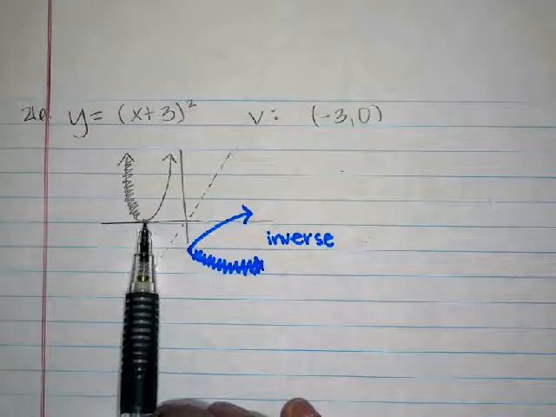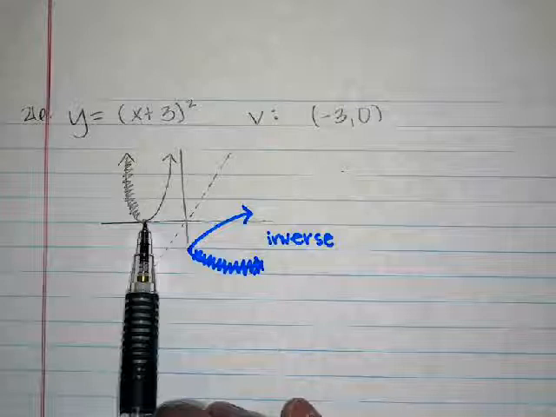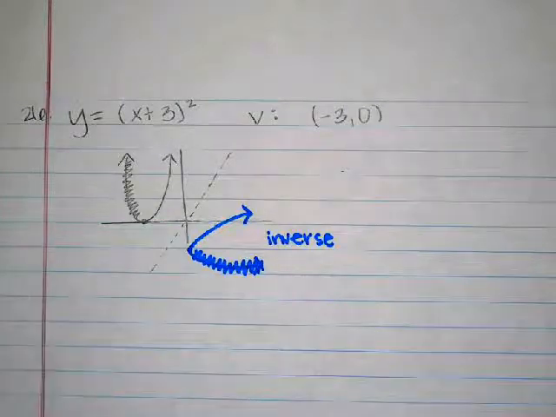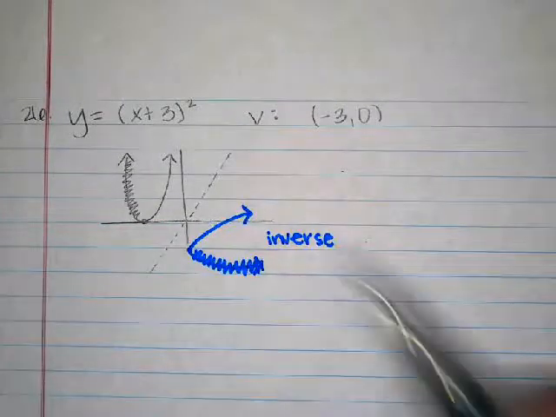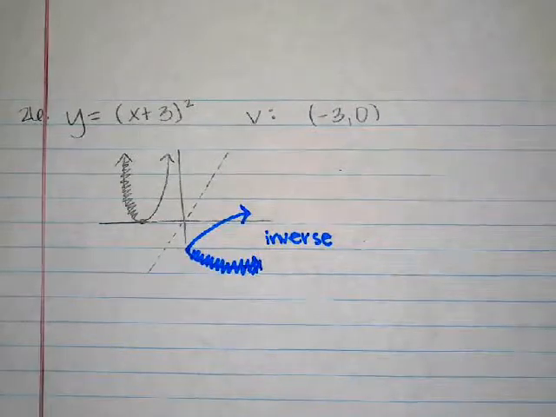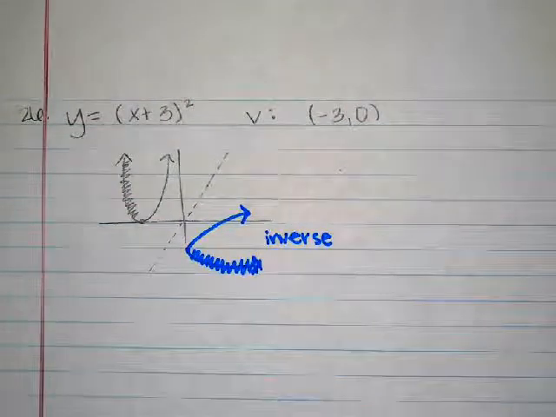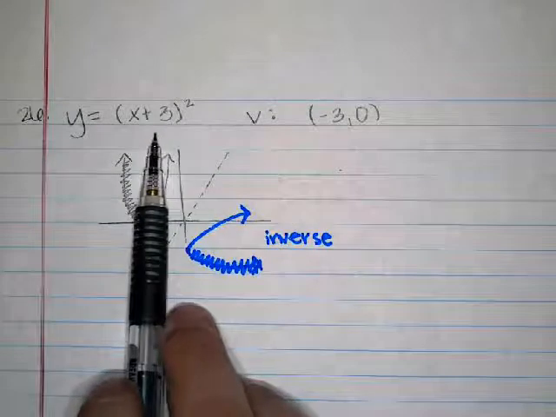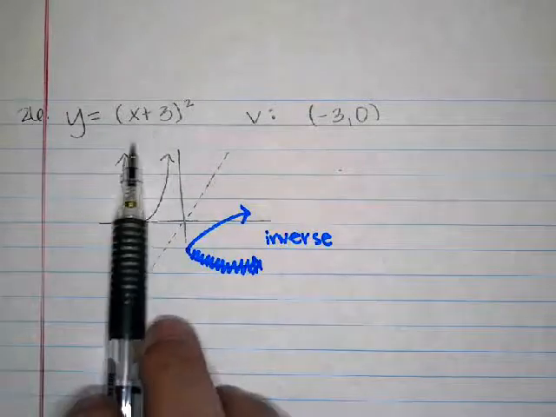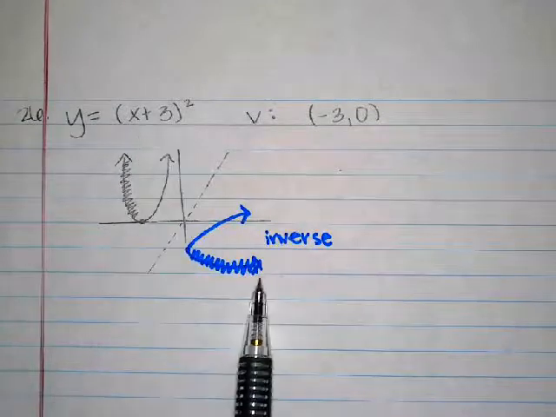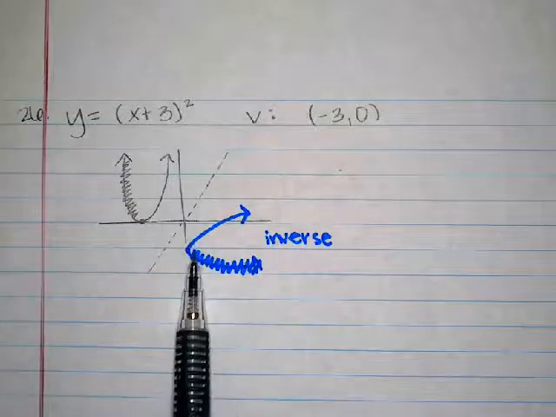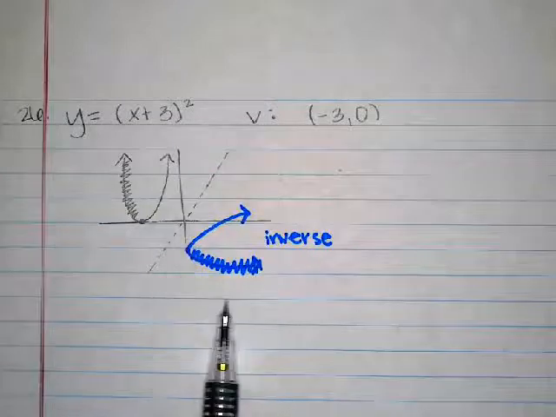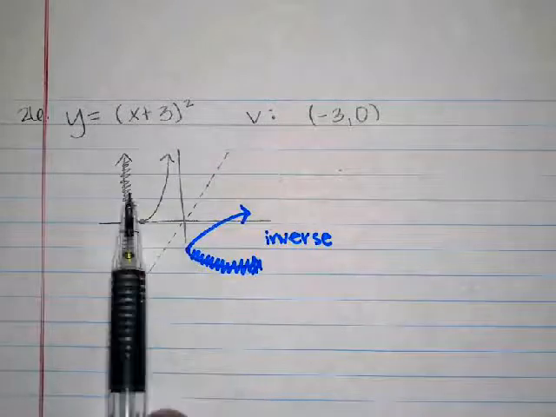So if we go back and read the instructions again, what do the instructions say? Limit the domain of the original function so that the inverse will be a function as well. That's what the problem is asking you to do. Does that make sense now? Because we could find the inverse of the original problem, but the inverse wouldn't have been a function.